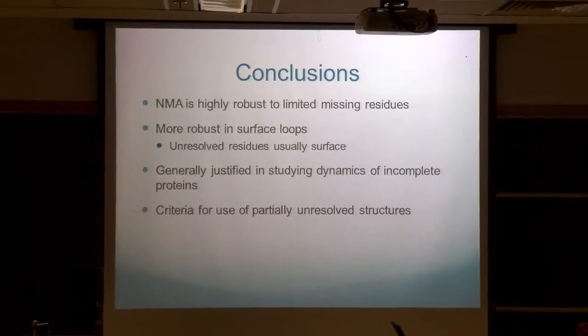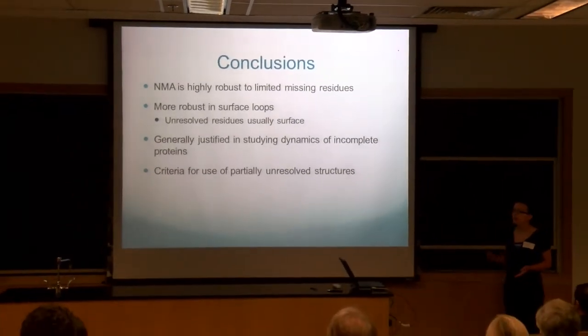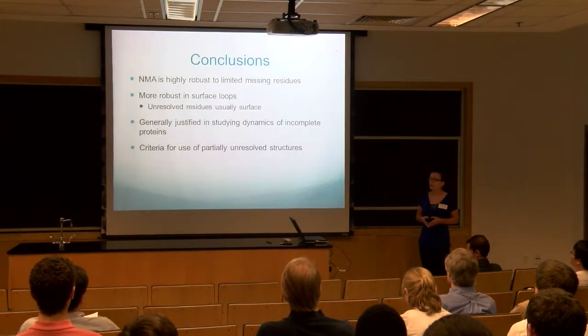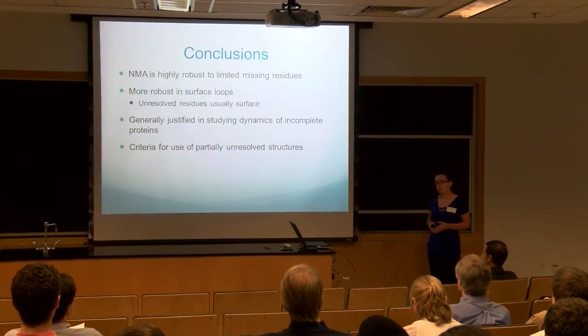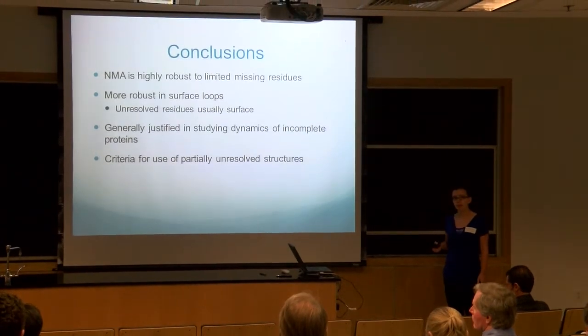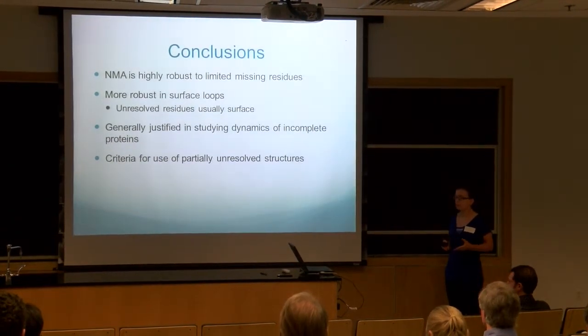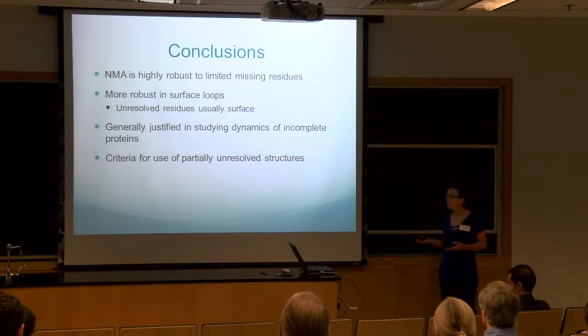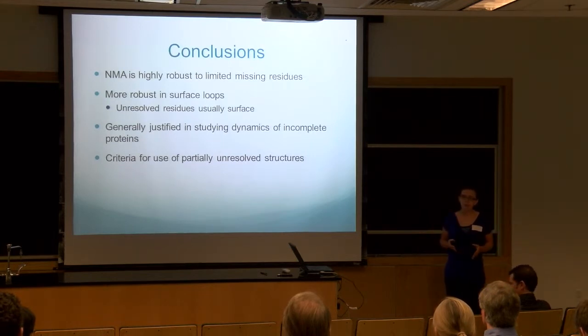So in conclusion, it would appear that normal mode analysis is highly robust when you take limited numbers of amino acids out of the protein. And it's also especially robust in surface loops, which is good news for us because usually the protein structures that we get from PDB, the unresolved amino acids are going to be on the surface because those are the most mobile regions. So generally we're justified in using these incomplete structures in our dynamics analysis. However, this did provide some criteria for the use of partially unresolved proteins, and we can look at that in the future in order to determine whether a structure is reasonable to use in our analysis.